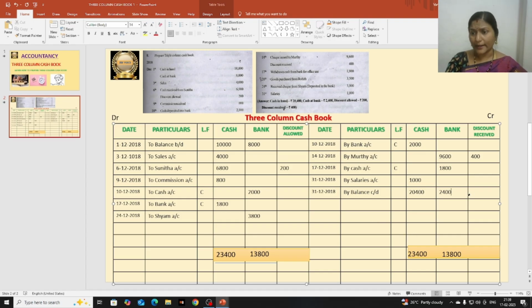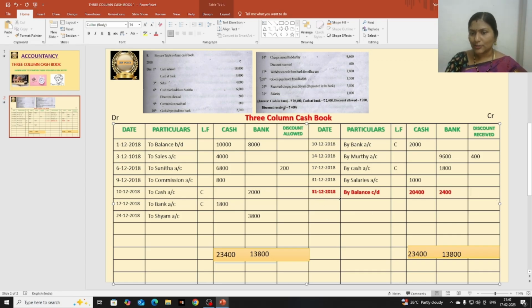So the cash column and bank column, both we balanced. Next, what are we going to do? We are going to handle the discount column, but the discount column we should not balance. We are going to write totals only. That is why here I am writing a dash. We can just put a dash here, otherwise you can leave it like that.